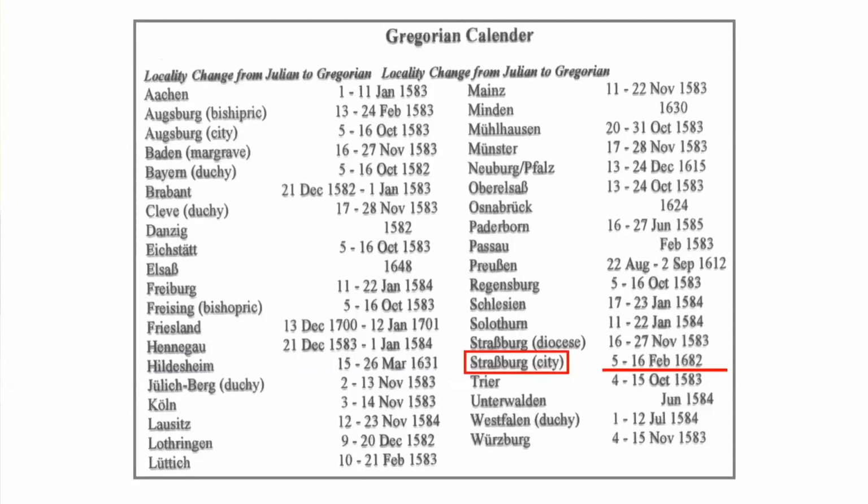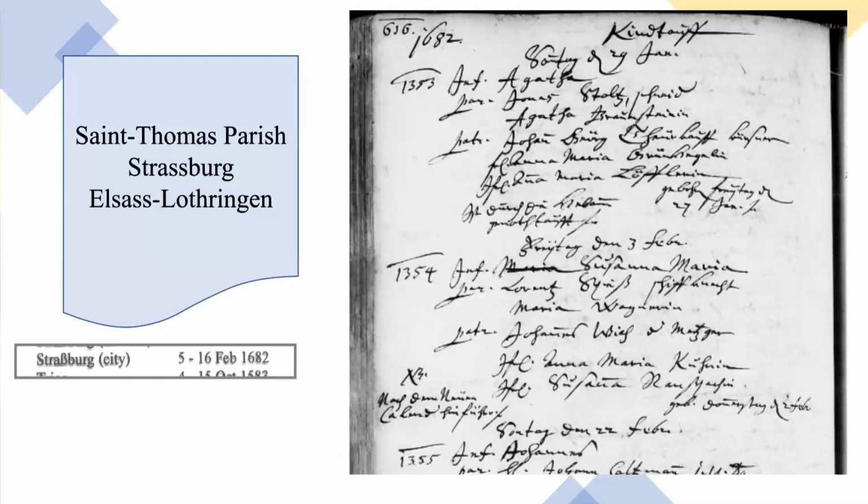This chart shows that in the city of Strasbourg, Alsace-Lotharingen, 5 February 1682 was followed by the 16th of February of that year. What did this calendar change look like in the church records when it changed to the Gregorian calendar? This is a christening record in the parish of St. Thomas in Strasbourg, Alsace-Lotharingen, Germany. In the year 1682, this entry is on the 3rd of February, and the next entry is February 22nd.